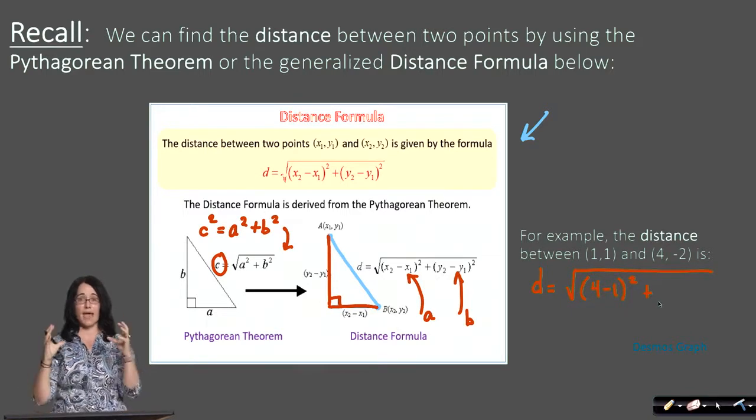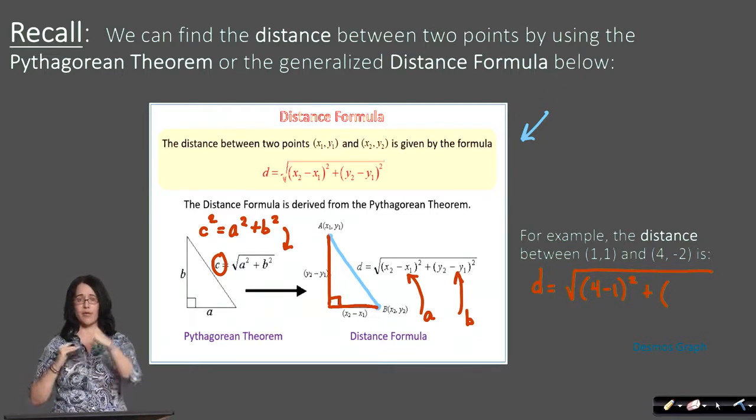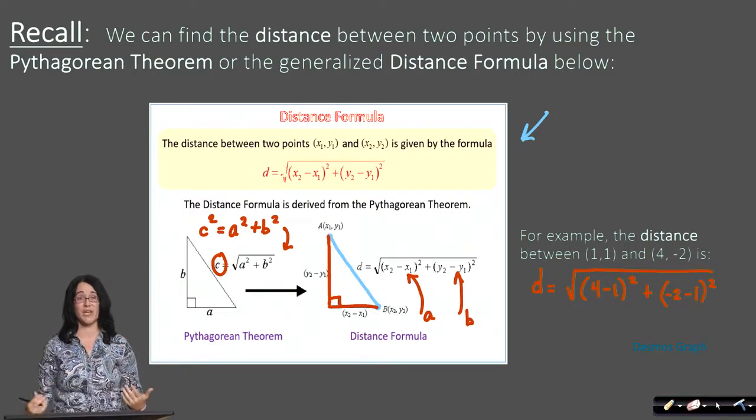So that's our a squared, basically, x2 minus x1, plus our y distance, y2 minus y1. What is our vertical distance between a y value of 1 and a y value of -2? Well, you could do -2 minus 1. Just watch your signs there. How far apart is 1 from -2? Well, they're 3 units apart. In this case, -3 because of the order that we did things.